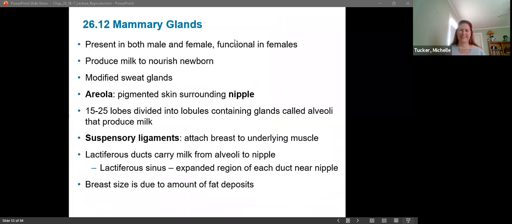Speaking of glands, most of the glands that we talk about with both reproductive systems are mucus secreting. But if we talk about the mammary glands, the really interesting thing is they are actually modified sweat glands. So these are a very different type of gland. They are present in both male and female, but they are functional only in females.